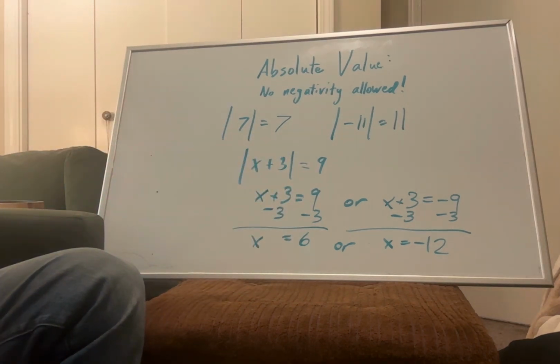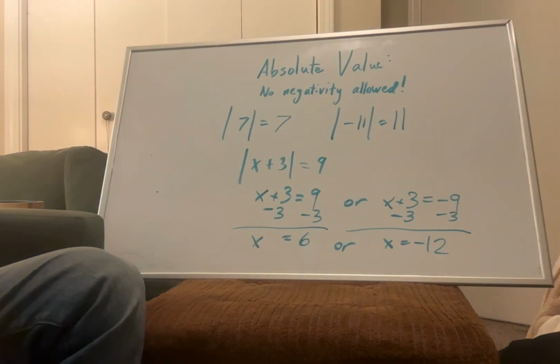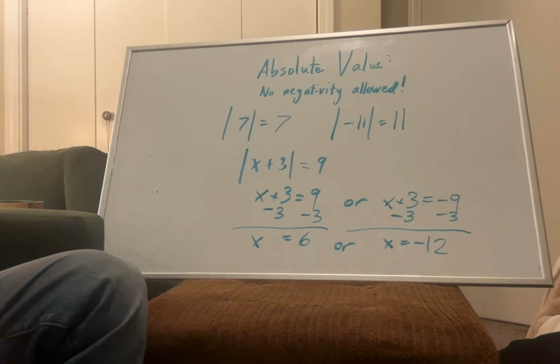So this is a brief look at the absolute value function: the definition, a couple of basic examples, and then a problem looking at how we can solve equations when they have the absolute value symbol in them.